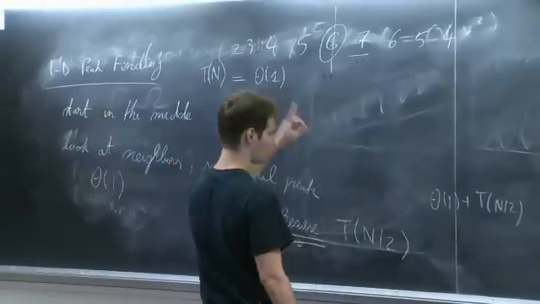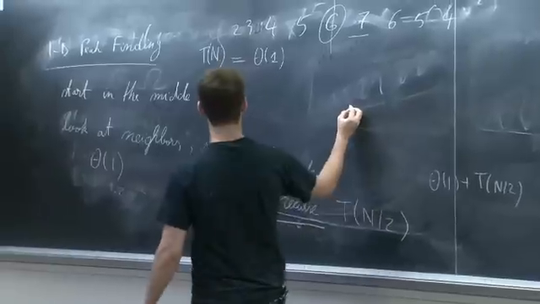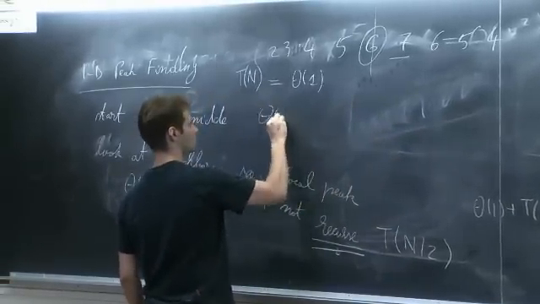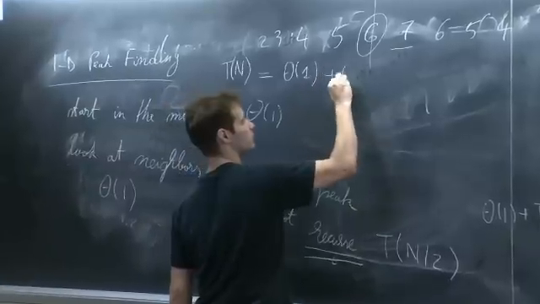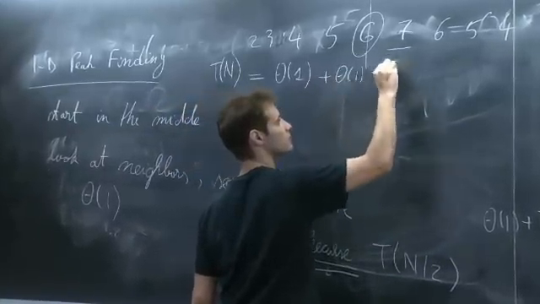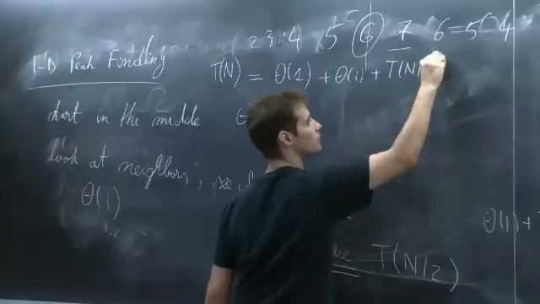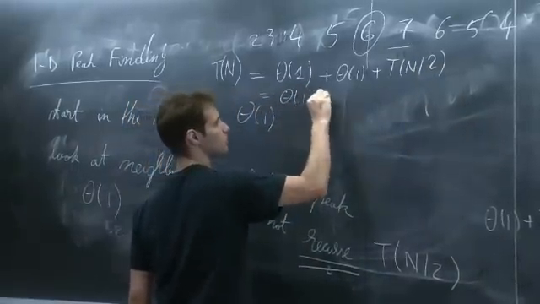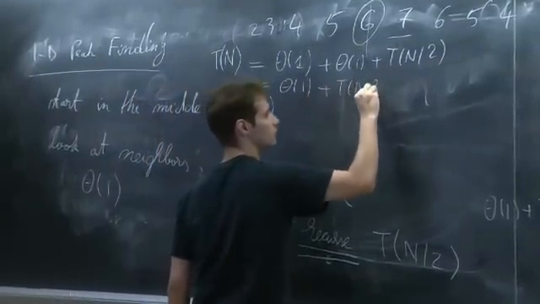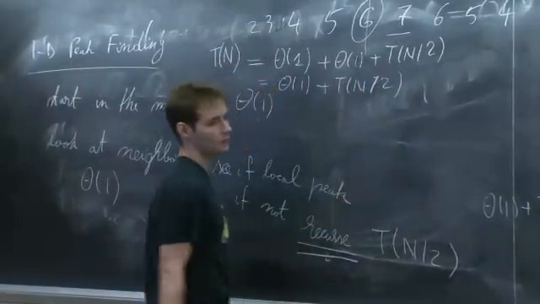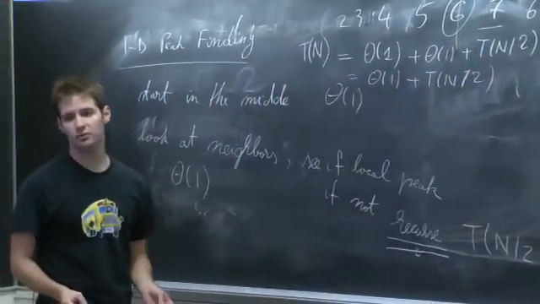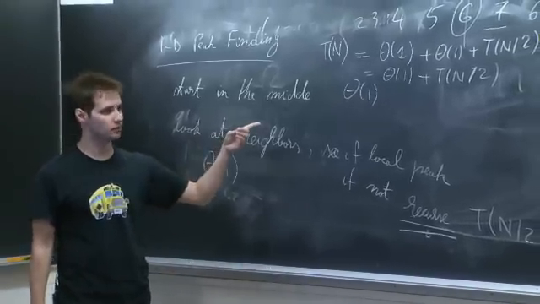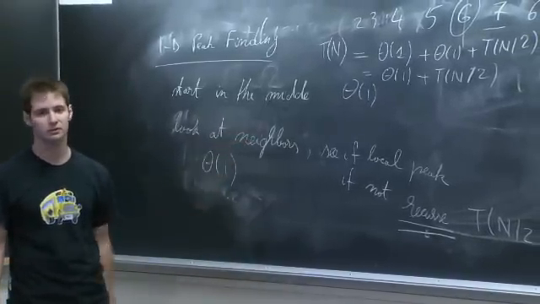So the running time for the whole thing is, I should have said theta of 1 here, sorry. So theta of 1 plus theta of 1 plus T of n over 2. So this is theta of 1 plus T of n over 2. So I wrote out my pseudocode, looked at the running time for each step, added them up. Now I have a recurrence, and I have to solve it.